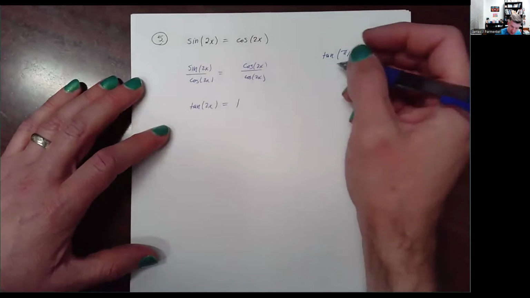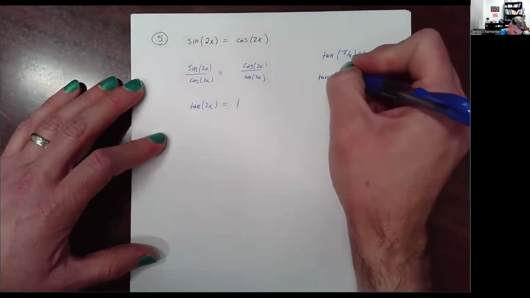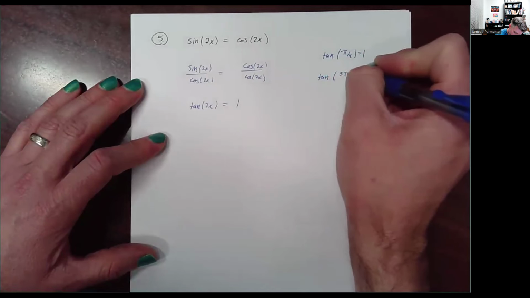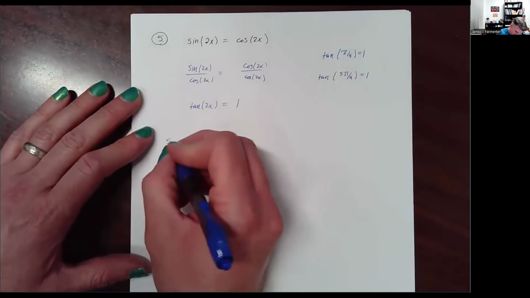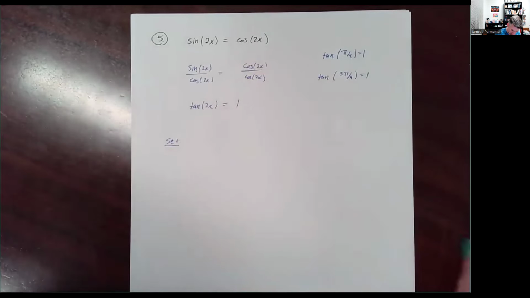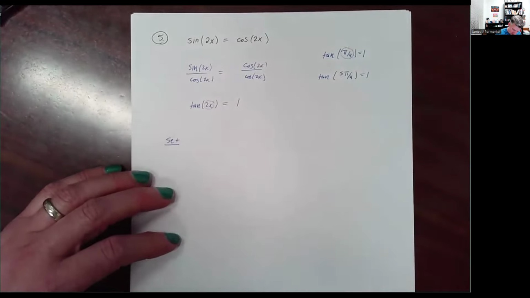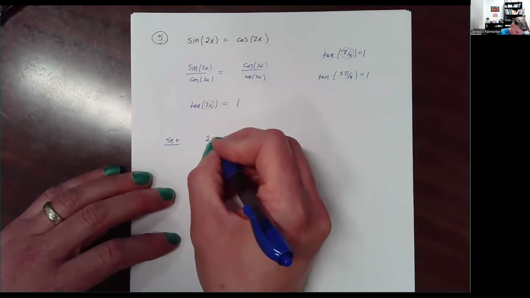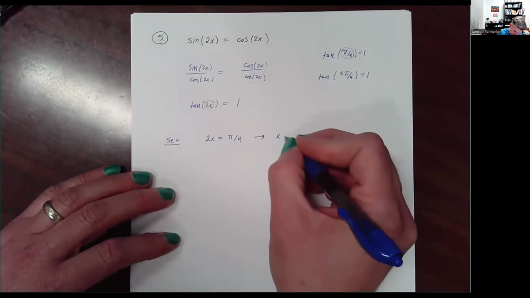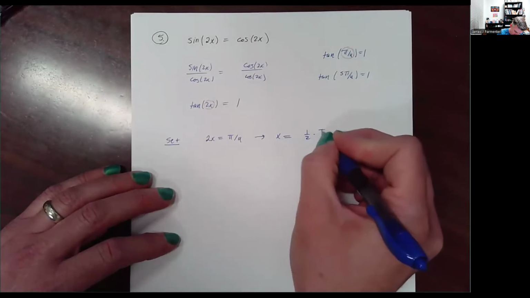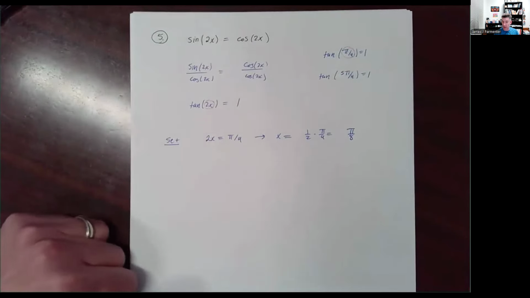It's also true in quadrant 3 that tangent of 5 pi over 4. So these are the angles I want. So I'm going to set my angle 2x equal to the angle I want it to be equal to, pi over 4. 2x equals pi over 4, divide both sides by 2, or multiply both sides by 1/2, so x equals 1/2 times pi over 4, which is pi over 8. And then find the rest of the answers.